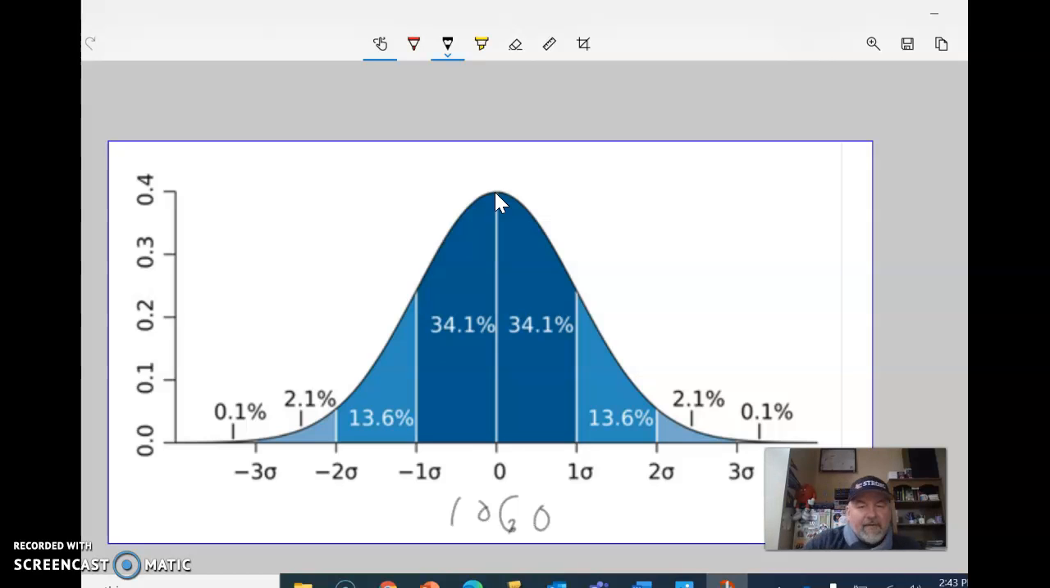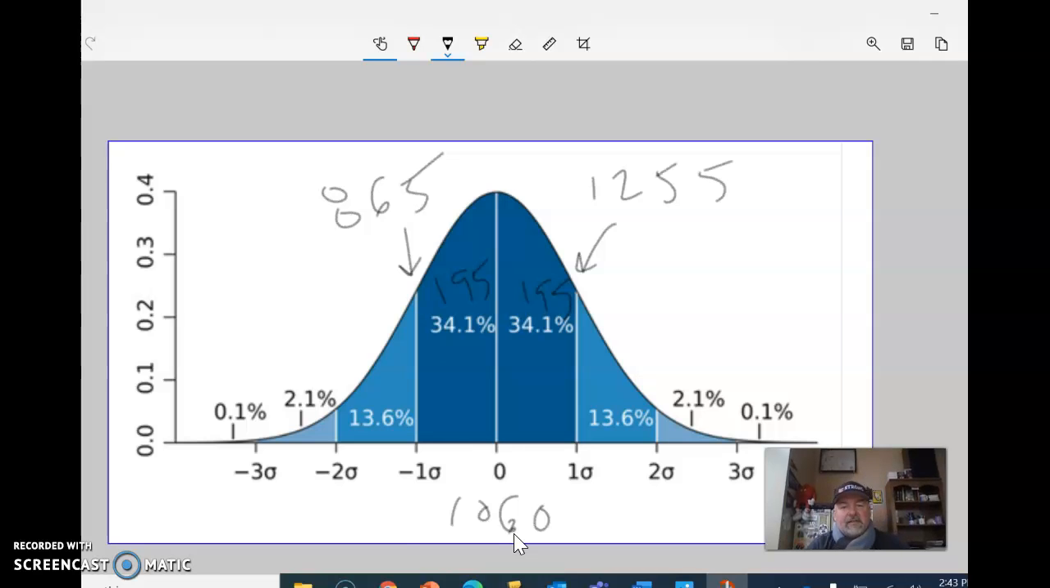But then also we have our standard deviation is 195. So what that means is if we subtract 195 from 1060, we get 865. So that means that this line right here is 865. And if we add 195 to 1060, that would be 1255.